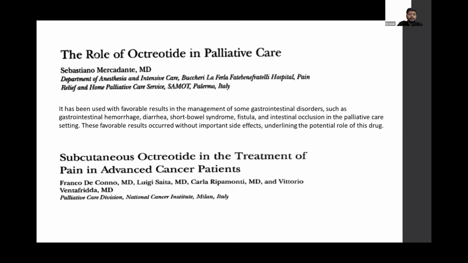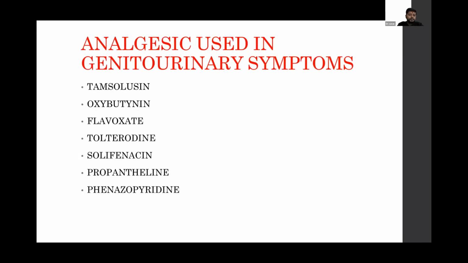Some articles show the role of octreotide in palliative care, suggesting its use with favorable results in the management of gastrointestinal disorders such as hemorrhage or diarrhea, short bowel syndrome, fistula, or intestinal occlusion in the palliative care setting, and the favorable results occur with important side effects, underlining the potential role of the drug. And sub-Q octreotide in the treatment of pain in advanced cancer patients. Also, gastrointestinal pain relief. Then analgesics, which can be used in genitourinary symptoms.